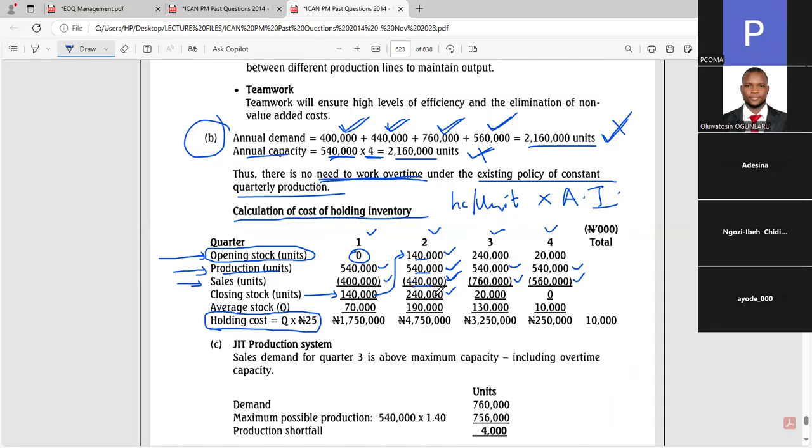Oh yeah, put your calculator. Opening stock plus production minus sales is closing stock. It's the normal profit and loss account. Do you understand now? Yes, sir. Thank you very much.